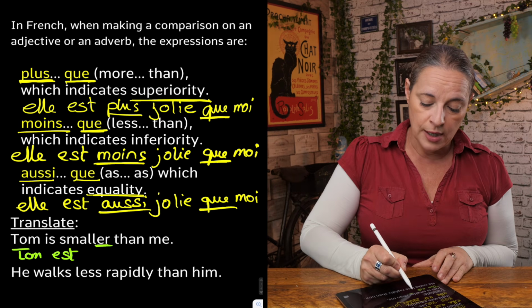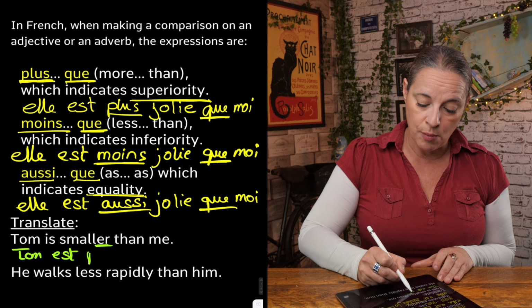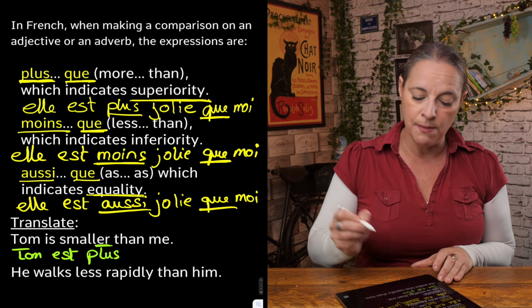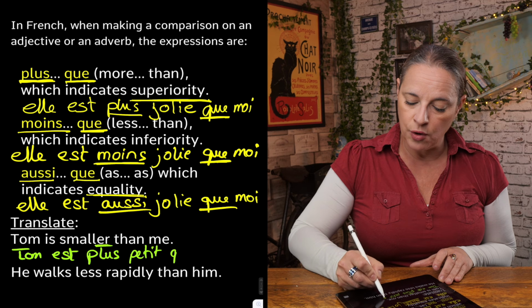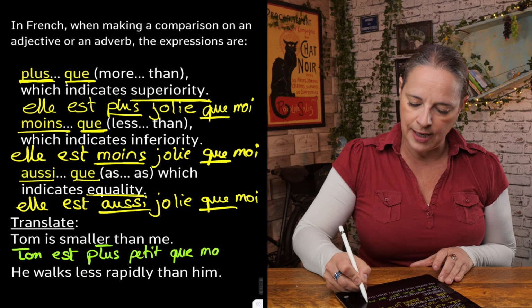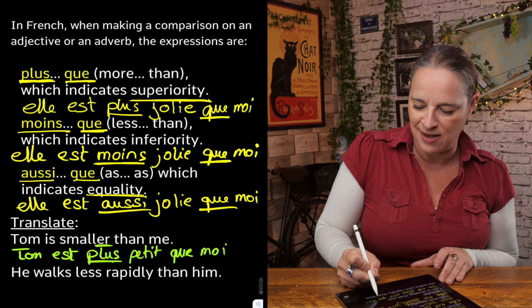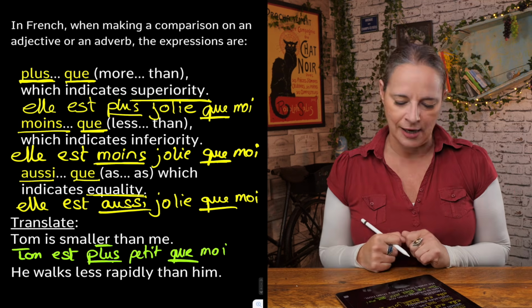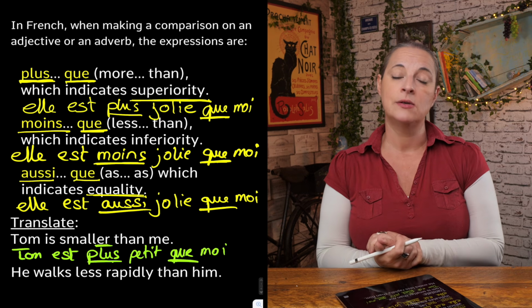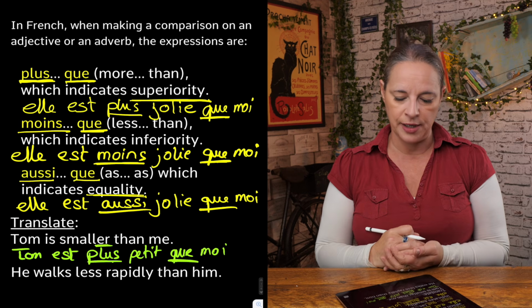So what we do, tu es, and we want smaller, okay? Plus, Tom est plus petit que moi, okay? So we broke it up into little pieces here, okay? So this indicates the superiority, okay? When you use plus que, superiority.